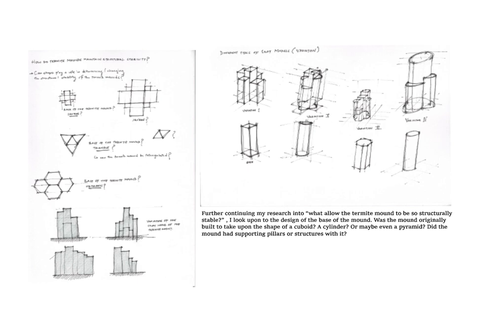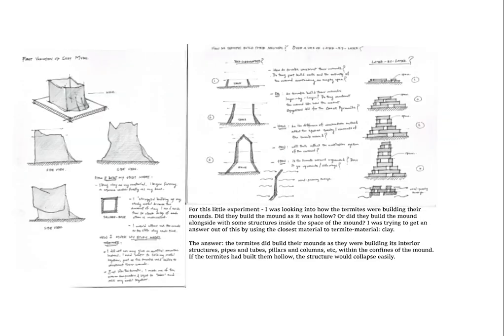So, further looking into what allowed the termite mound to be so structurally stable, I looked at the design of the base of the mound. Was the mound originally built to take the shape of a cuboid, a cylinder, or maybe even a pyramid? For this little experiment, I was looking into how the termites were building their mounds. Did they build the mound as it was hollow, or did they build the mound alongside some structures inside the space of the mound?